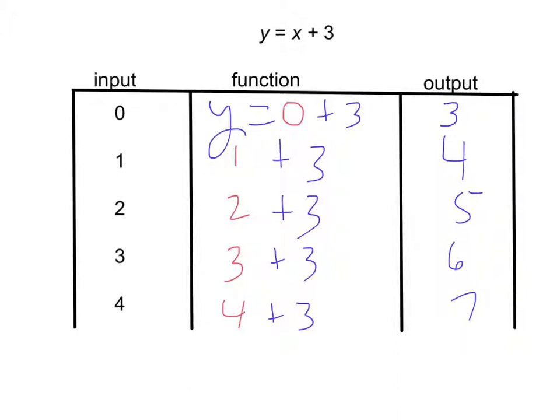You're going to have all your input values, all your output values, and again, because it's a function, you'll notice that each of these input values has exactly one output value. So you know if a 2 goes in, that 5 is the only thing that's going to come out. It's a function.